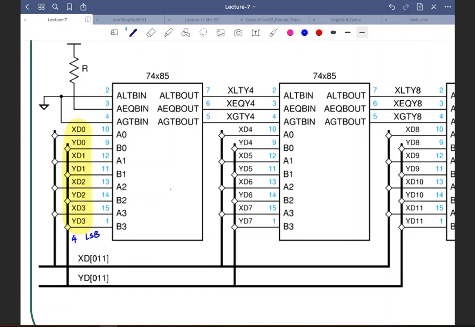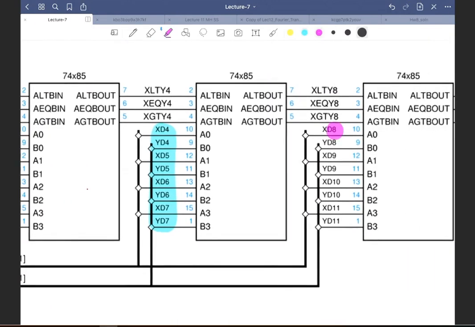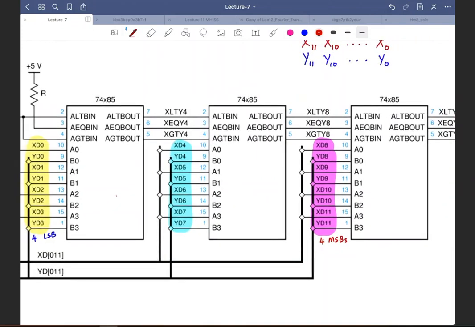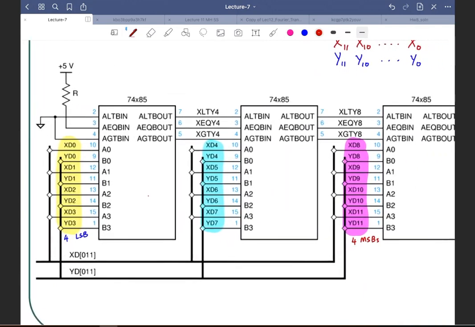Then you have the next four bits, followed by the four most significant bits here. And clearly, the most significant bits will have a say that is last, because they control whether the numbers are actually less or more or equal. So what we are doing over here is we are starting with the least significant bits, and we are comparing them four at a time.